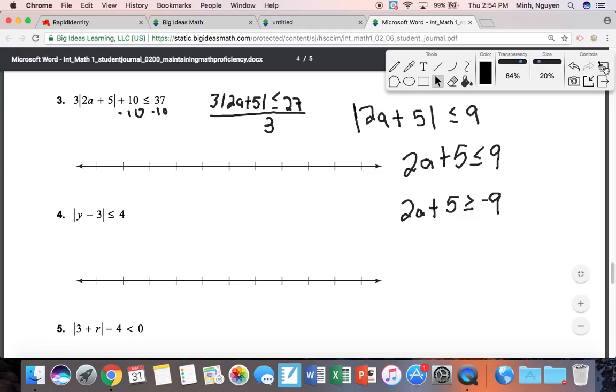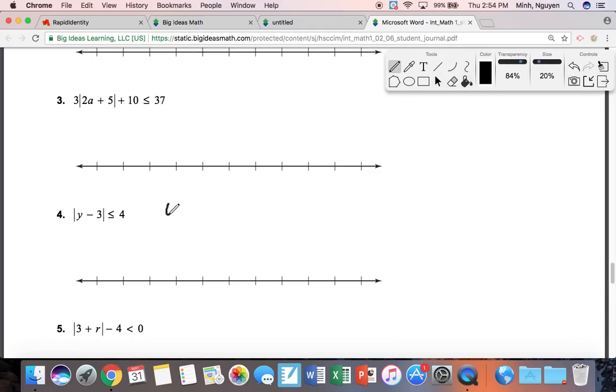Moving on into the next problem, number 4. Y minus 3 less than or equal to 4. Y minus 3 greater than or equal to. If I switch the sign, I also have to change the positivity or negativity of the right side. So you add 3 on both sides, plus 3, plus 3, plus 3, plus 3.